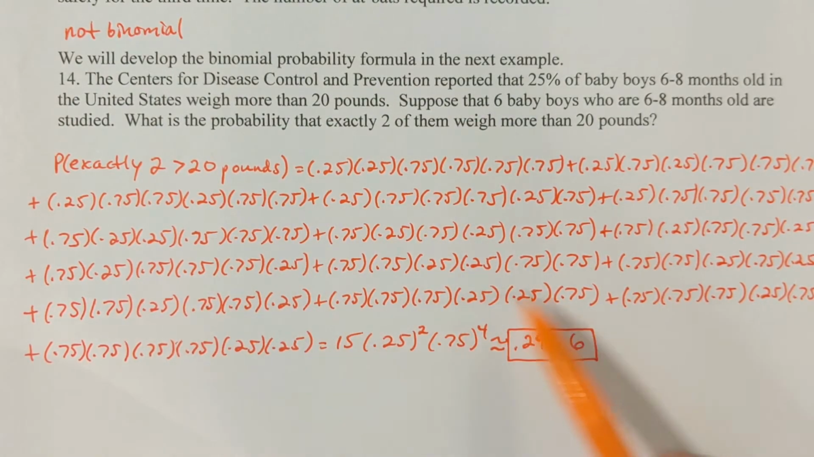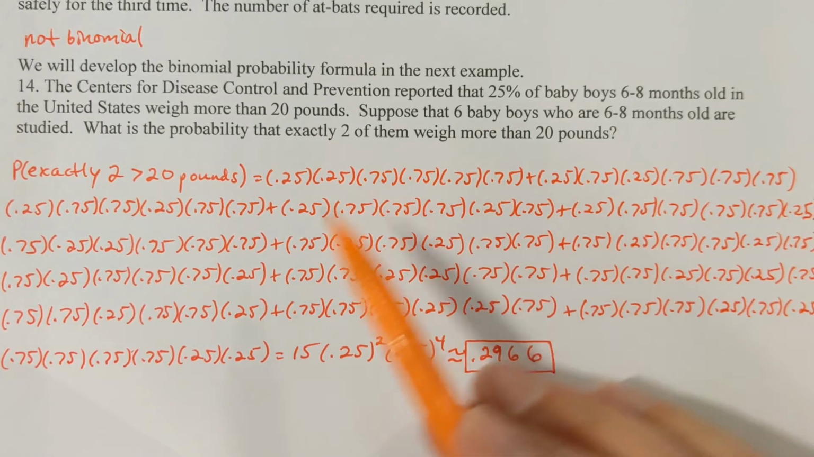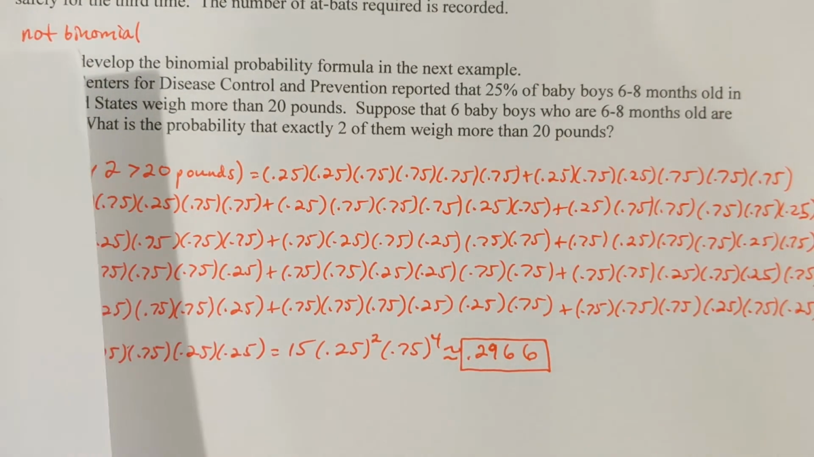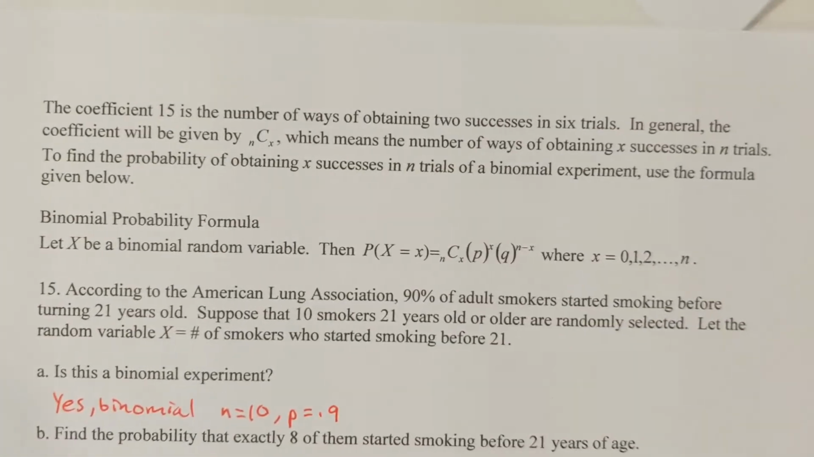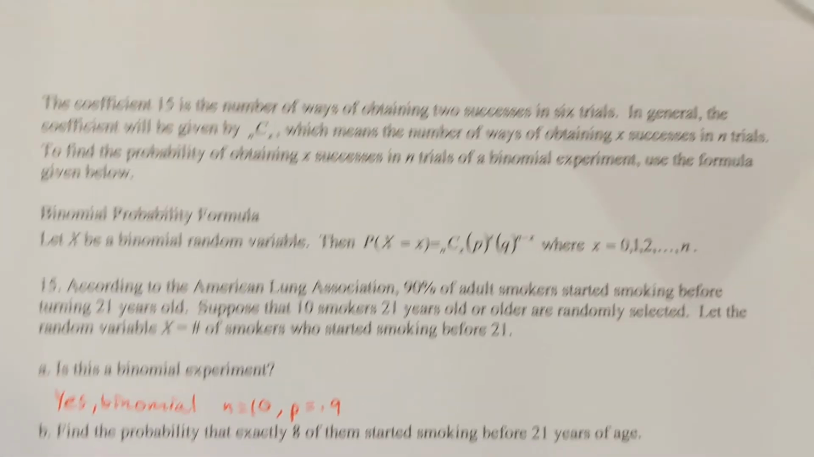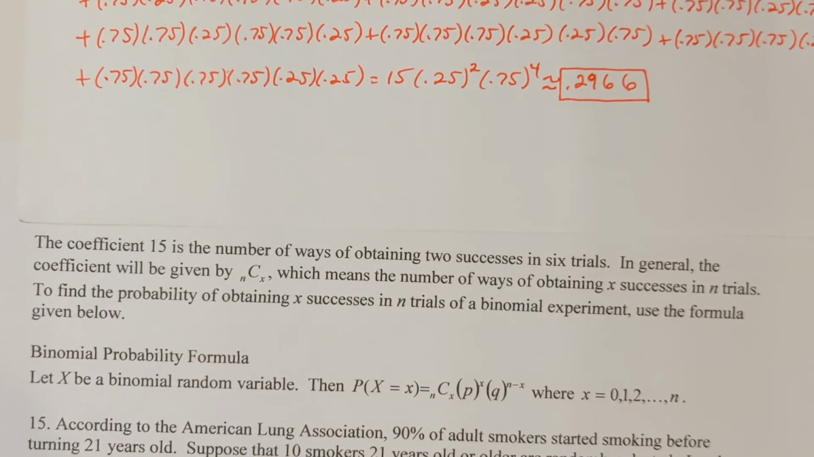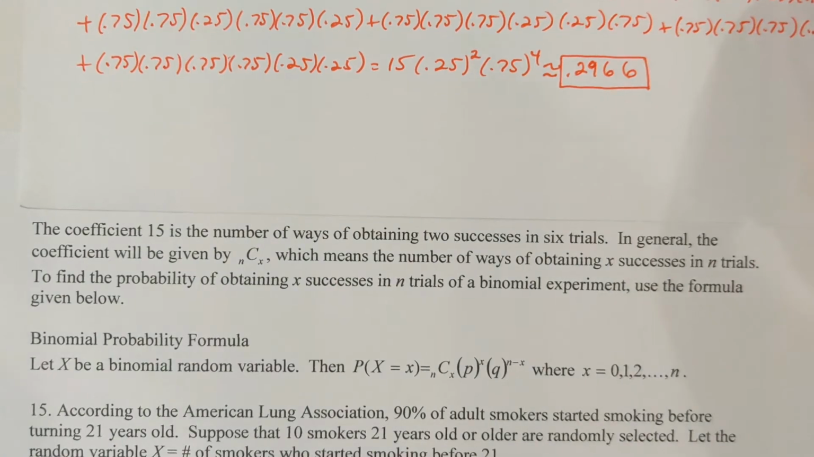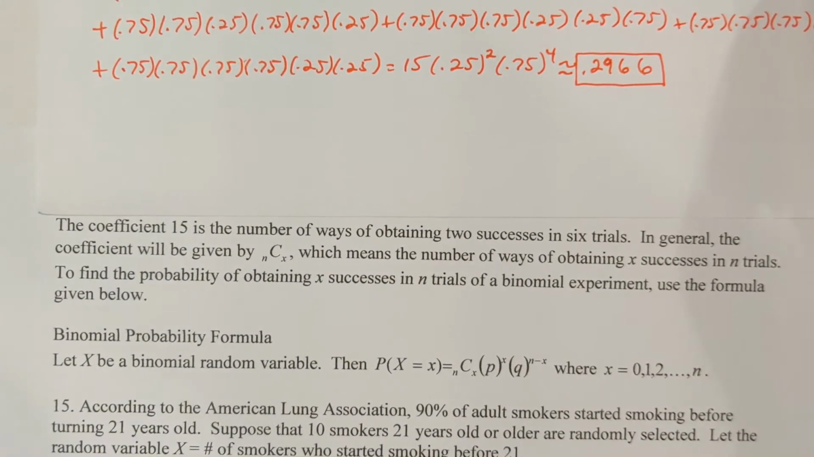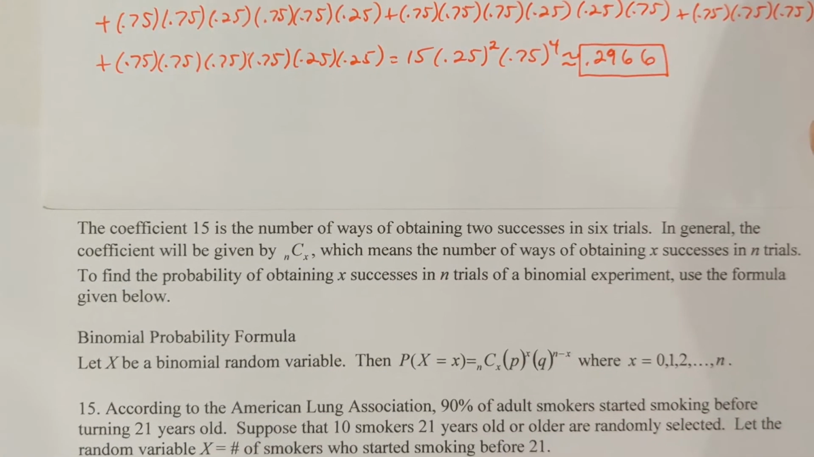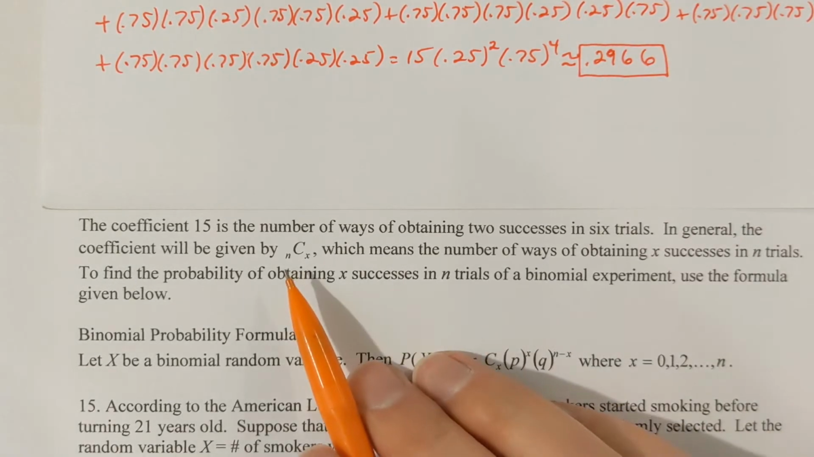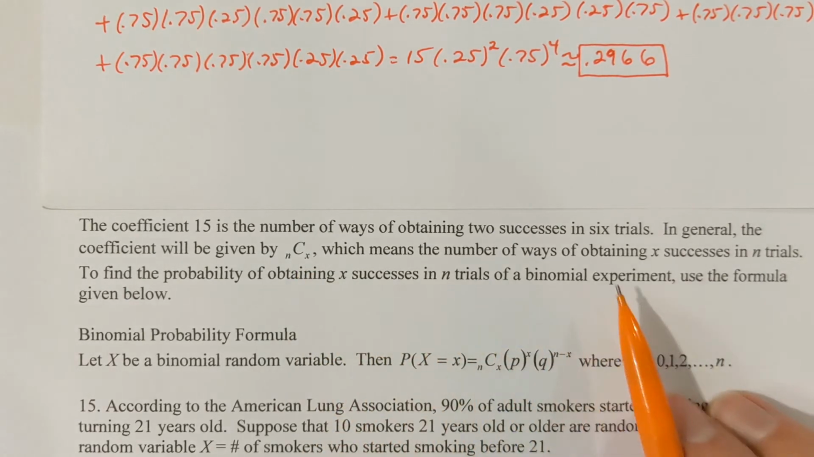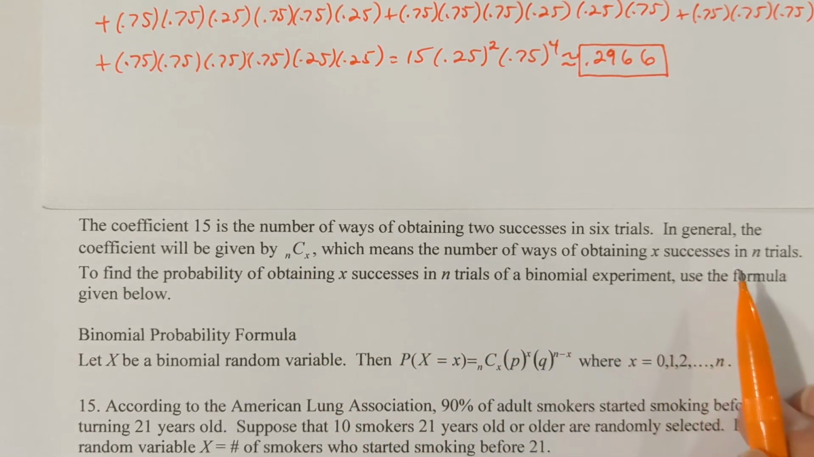Now, we're not going to do the calculations like this. That would be brutal in most cases, but I do want you to kind of see where the formula comes from here. The coefficient 15 that I had right here is the number of ways of obtaining 2 successes in 6 trials. Okay, in general, the coefficient is represented by this symbol here. The way that we read that is n choose x, which means the number of ways of obtaining x successes in n trials.